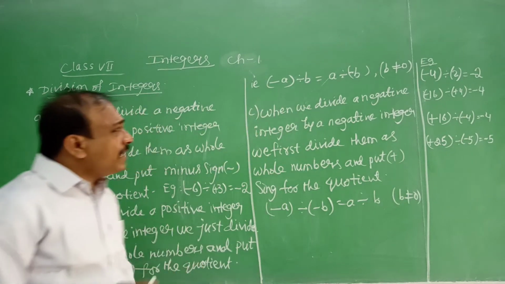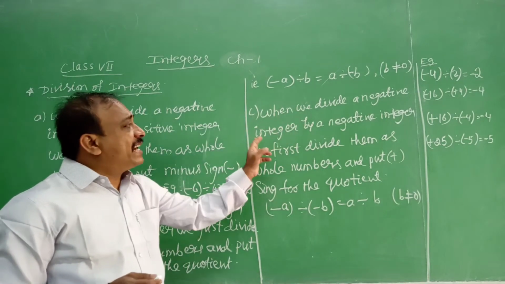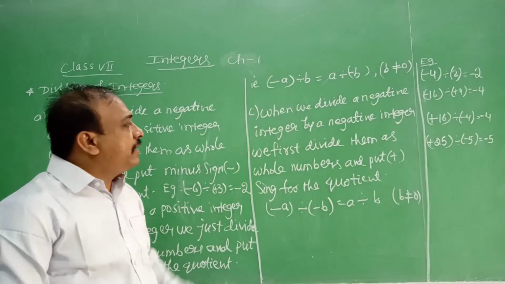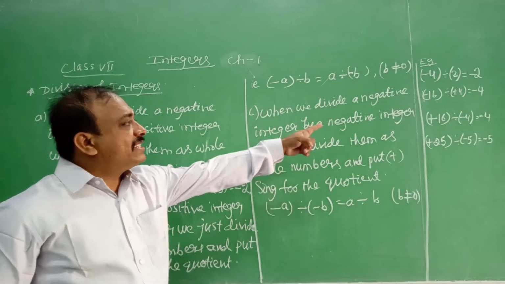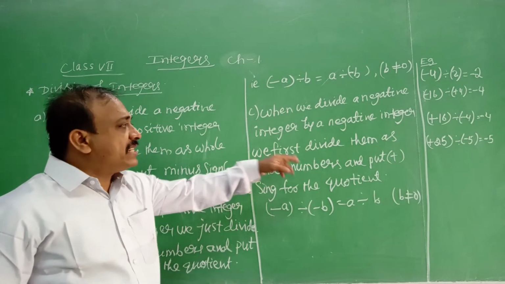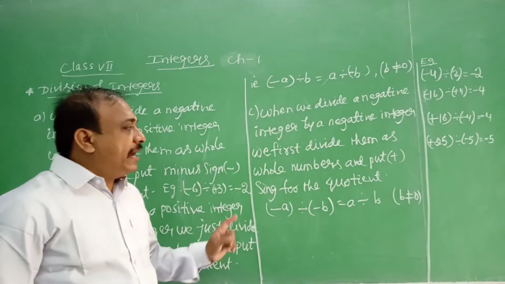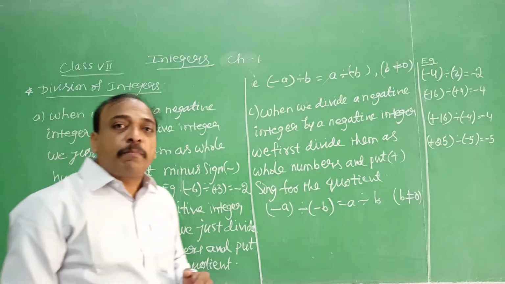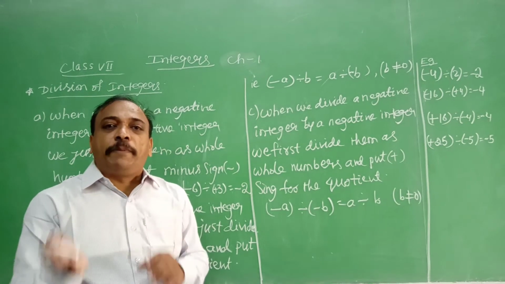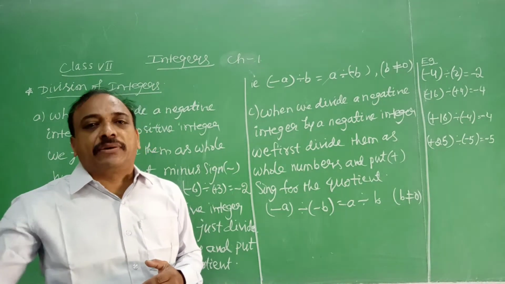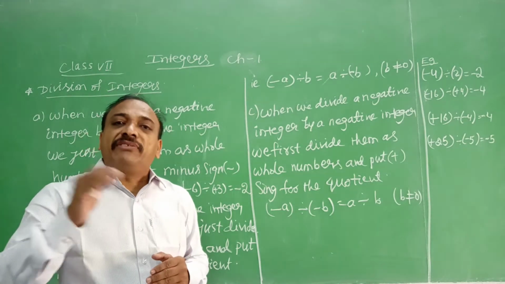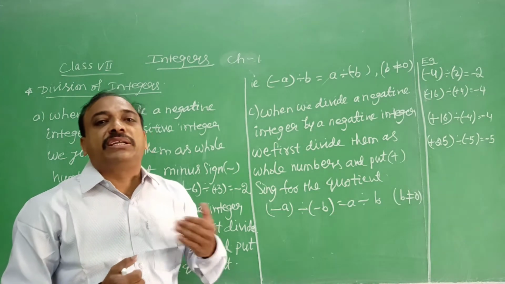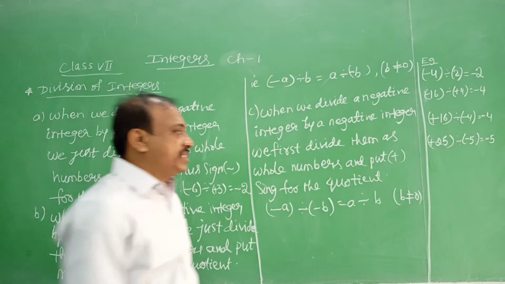Next, another one. When we divide a negative integer by a negative integer, we first divide them as whole numbers and put a plus sign for the quotient. Plus sign means positive numbers. If you divide two positive numbers, you get a positive quotient. Two negative integers also, if you divide, you get a positive quotient.